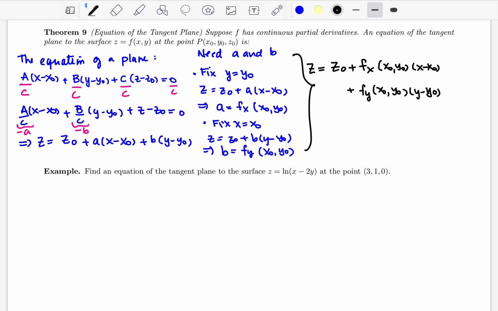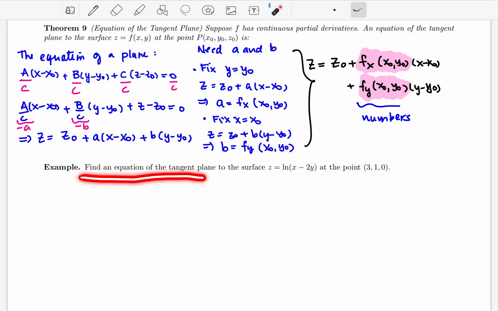Now, keep in mind that these two things, the partial in the direction of x and the partial in the direction of y, you have to evaluate at the point. So these are numbers, just like in Calculus 1, right? These are numbers. Okay, let's do an example.